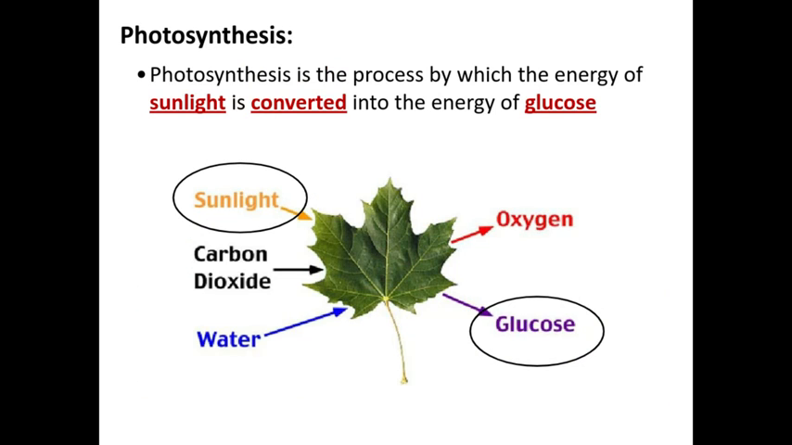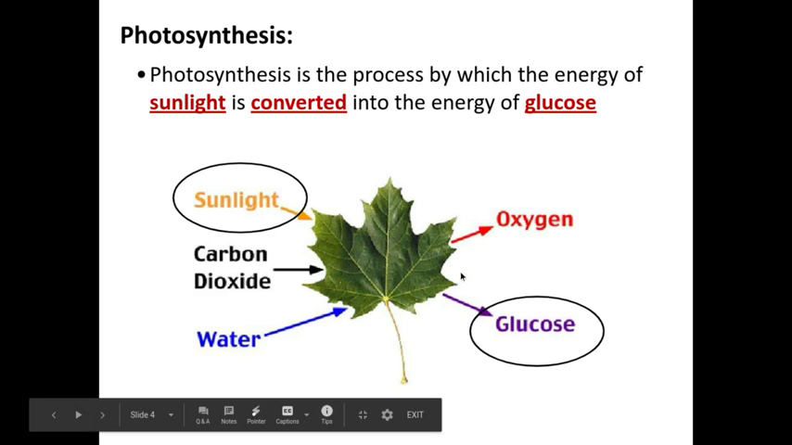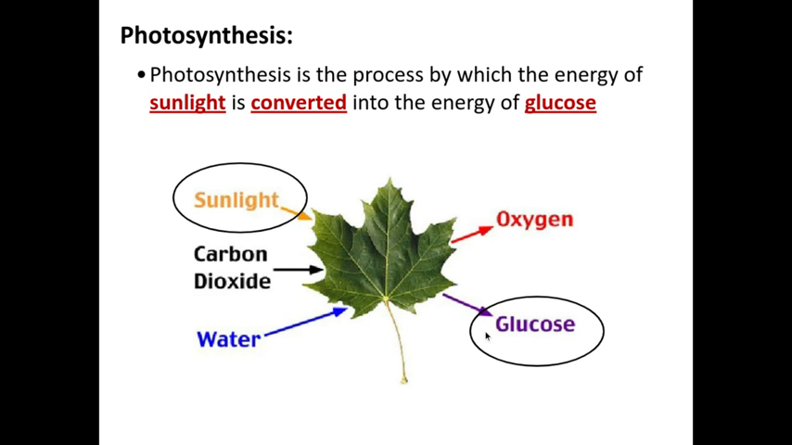So of course we're going to talk about that fancy word known as photosynthesis today. Photosynthesis is the process by which the energy from the sun is converted into energy of glucose. Glucose is another fancy word for sugar. If you look at a plant, this is just a leaf for an example, a plant needs sunlight, carbon dioxide, and water, and then it will produce oxygen and glucose. Again, glucose is another fancy word for sugar.